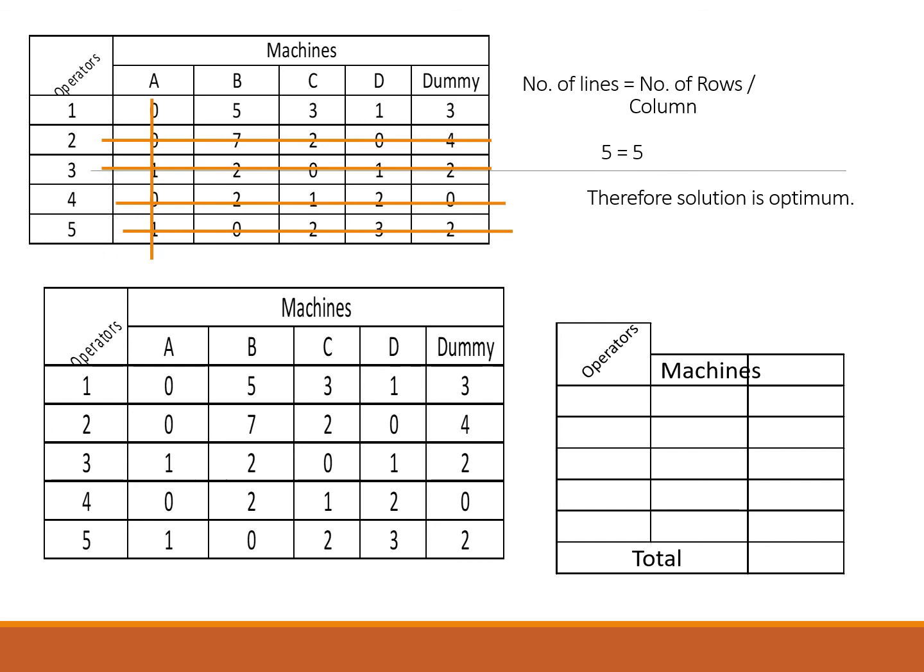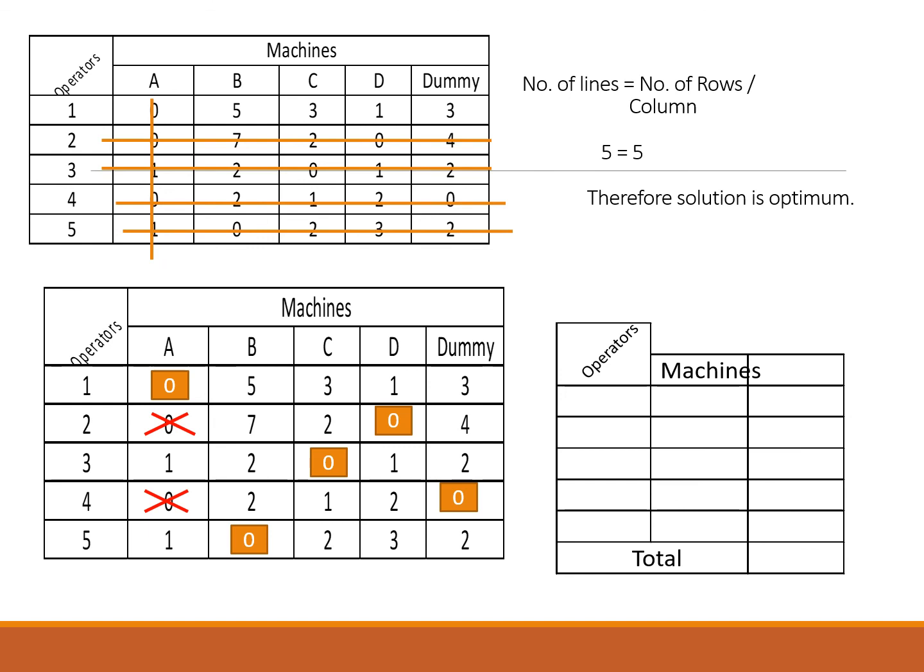Then next move on to assignment. Step number 4, make assignment. So operator 1 you are going to assign to machine A and cancel out the other zeros which are in the respective column as well as the row. So cancel it out. Then operator 2 is assigned to machine D, operator 3 to machine C, operator 4 to dummy, and operator 5 to machine B.